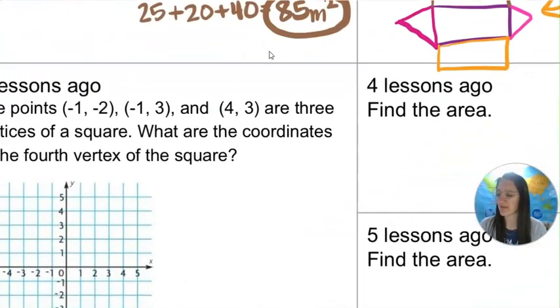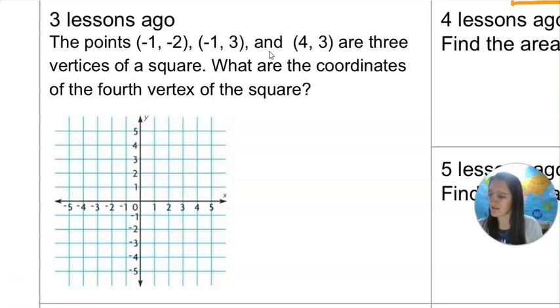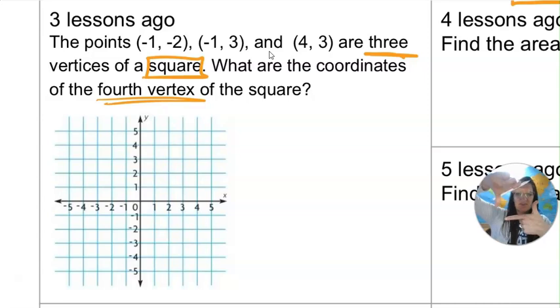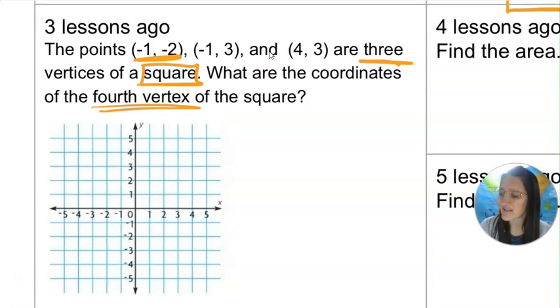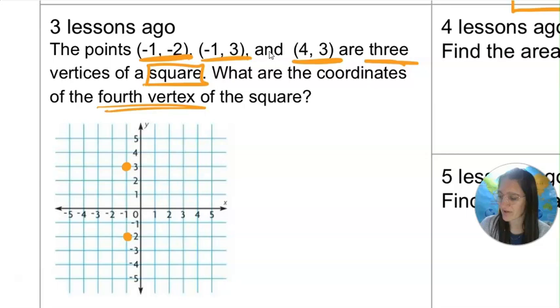Okay. All right, let's look. The points, there's our 3 points. Those are 3 vertices of a square. Oh, making a square. What are the coordinates of the 4th vertex? That's right. Squares have 4 corners, so I need 4 ordered pairs, huh? So -1, -2 would be -1 down to -2. -1, 3 would be -1 up to 3. 4, 3 would be over 4, up 3.